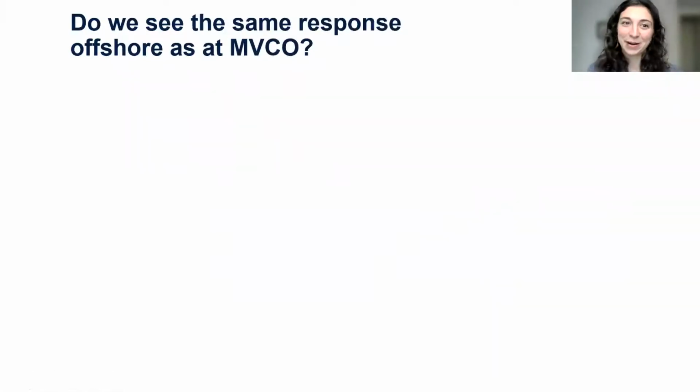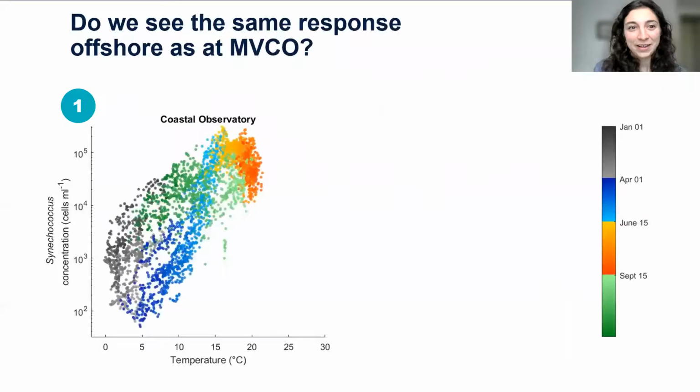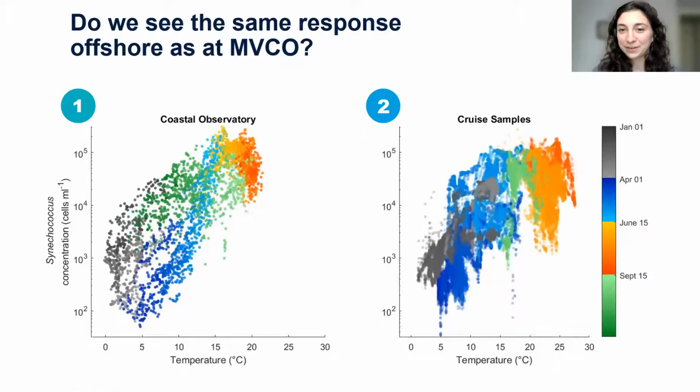So do we see the same response offshore as we do at MVCO? As a reminder, here was our nice result about Synechococcus concentration versus temperature. And here is all of our cruise data from all of those samples on the cruises. So they're not daily averages, it's a little bit more variable. But the result is quite similar, right? The relationship between Synechococcus concentration and temperature appears to be consistent for the nearshore populations and further offshore. Except perhaps as we reach these really warm waters that are never observed at the Coastal Observatory. The waters don't get that warm and we see lower than expected concentrations of Synechococcus in those waters. And I'll come back to that.